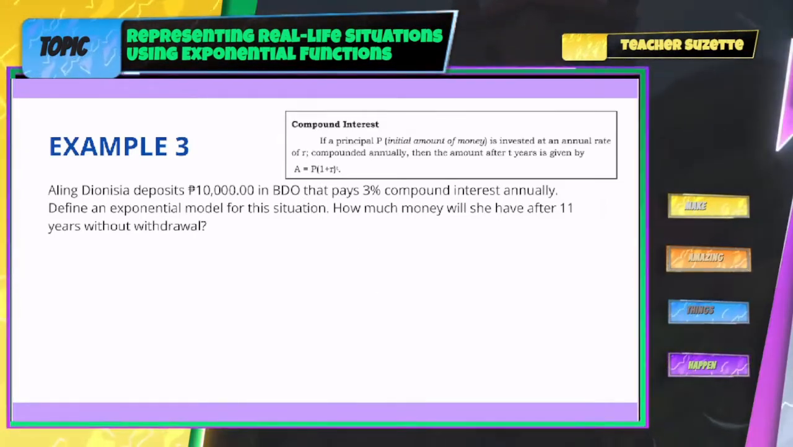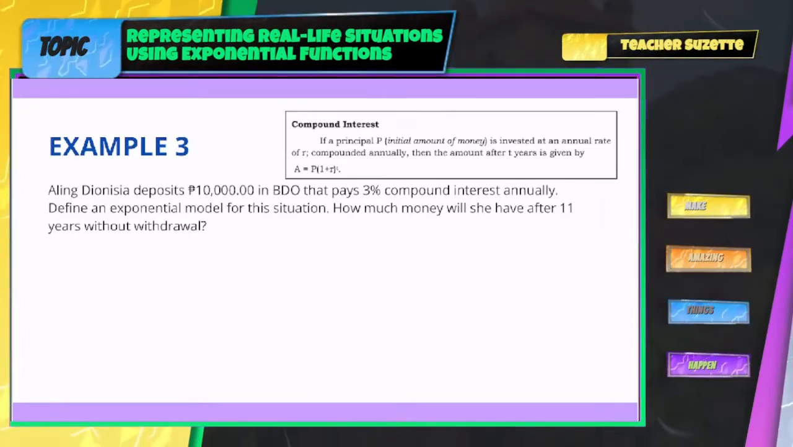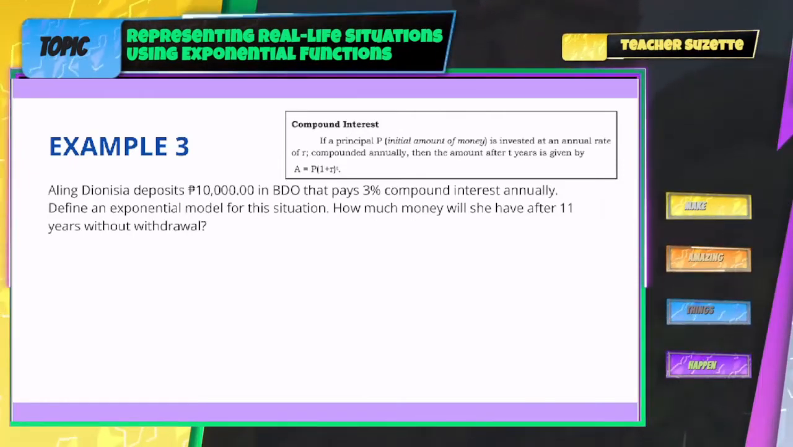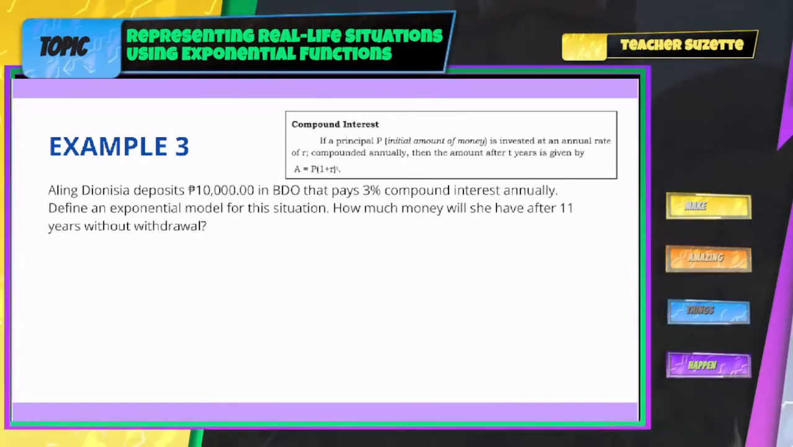What is compound interest in a simple definition? Compound interest is when you earn interest on both the money you saved and on the interest you earn. That is compound interest.